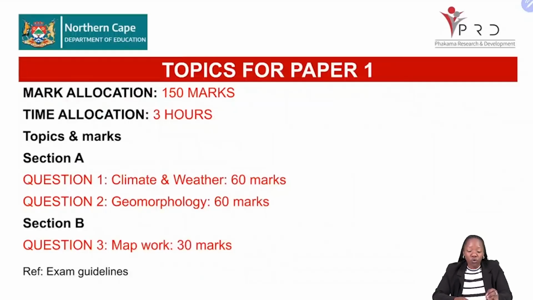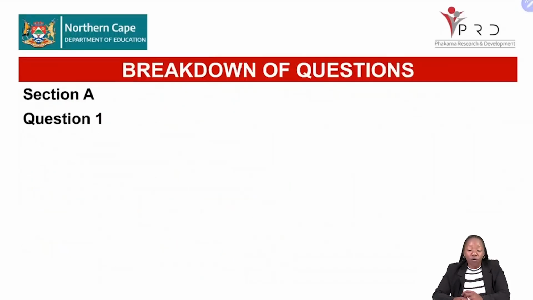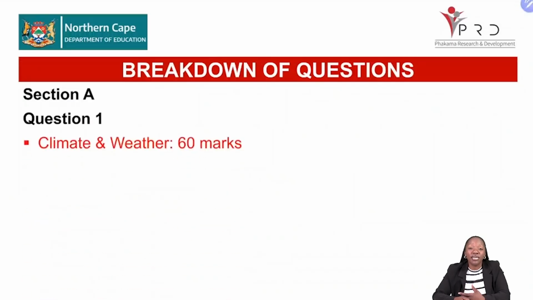So to further break down this 150, you will have 2 sections in your question paper. It's section A and your section B. Under your section A, you should expect 2 questions. Your question 1 is climate and weather questions that will give you 60 marks. Your question 2 is geomorphology questions that will give you another 60 marks. Then you move to your section B. Under your section B, it's your question 3, which is your map work questions, and it will give you 30 marks.